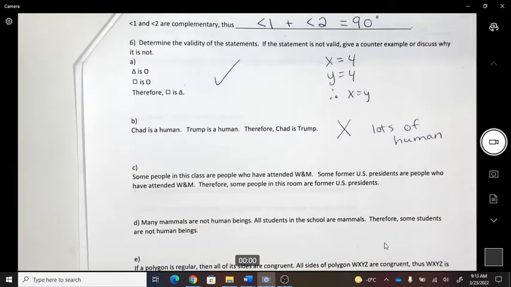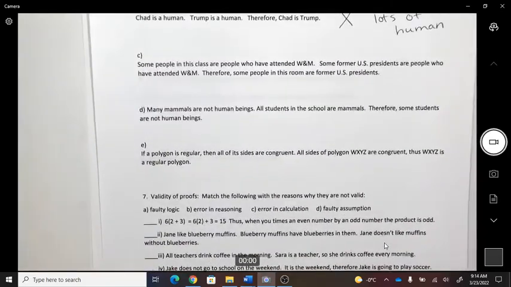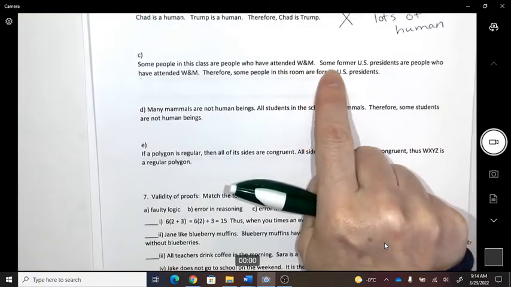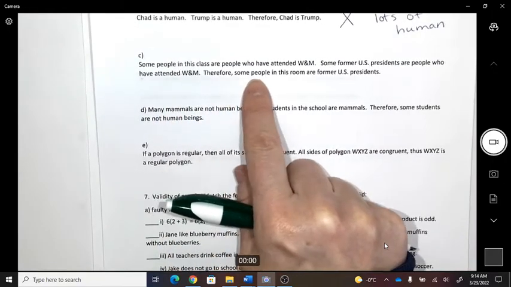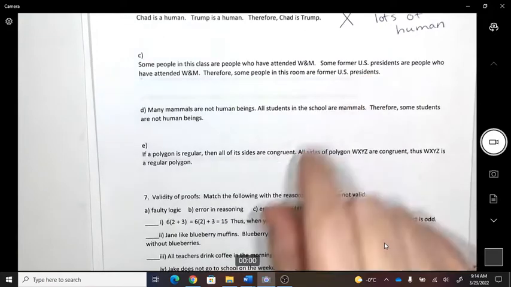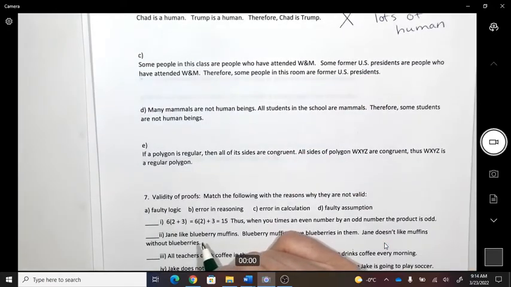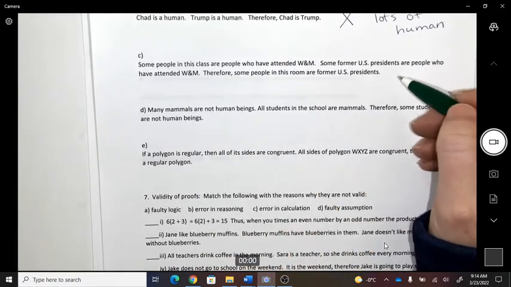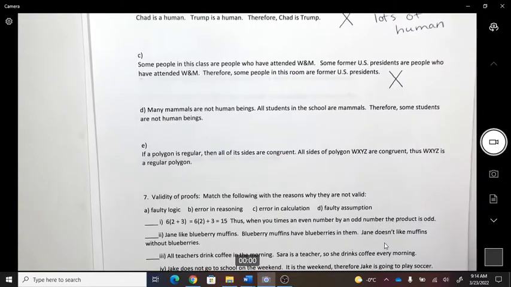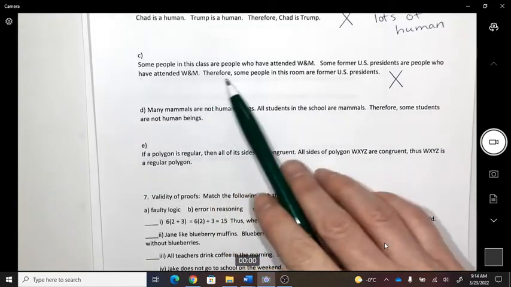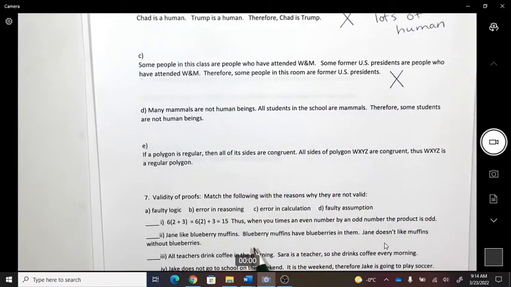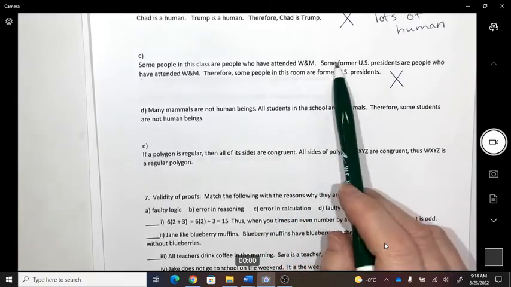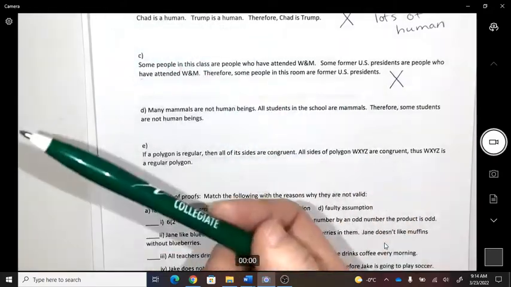Okay, some people in this class are people who have attended W&M. Some former U.S. presidents are people who have attended W&M. Therefore, some people in this room are former U.S. presidents. Is that what's happening or not? I think that's a no. Is that what you wrote? It's not valid? Why? Because that could have happened at any time, right? They might not be there now.